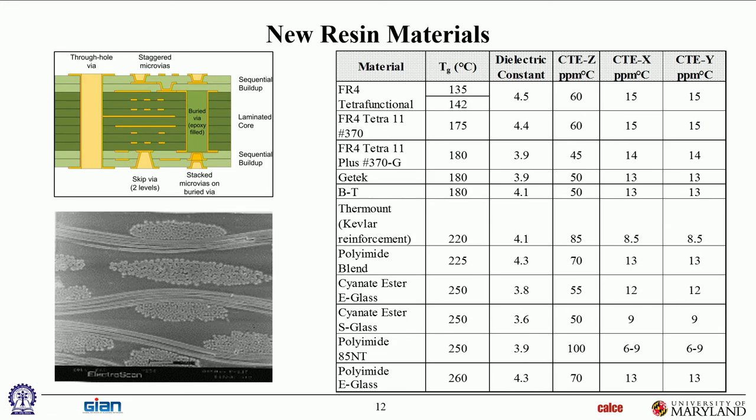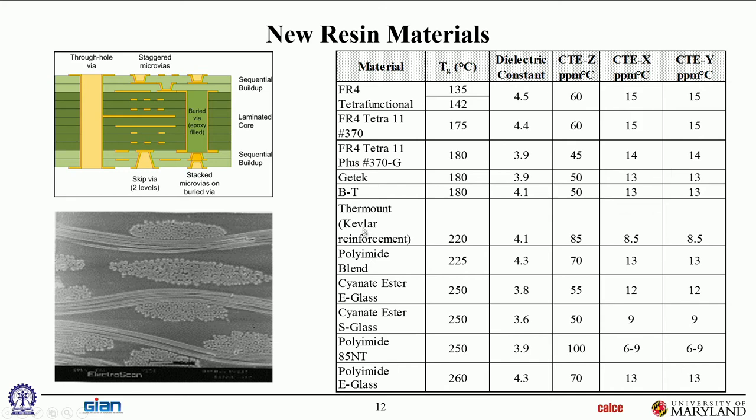Okay, so here are some other examples of resin materials. There are BT materials, there are cyanide ester materials. Here are the polyimides that we just talked about. Cyanide ester is also fairly common. Kevlar, for a while, was being explored.